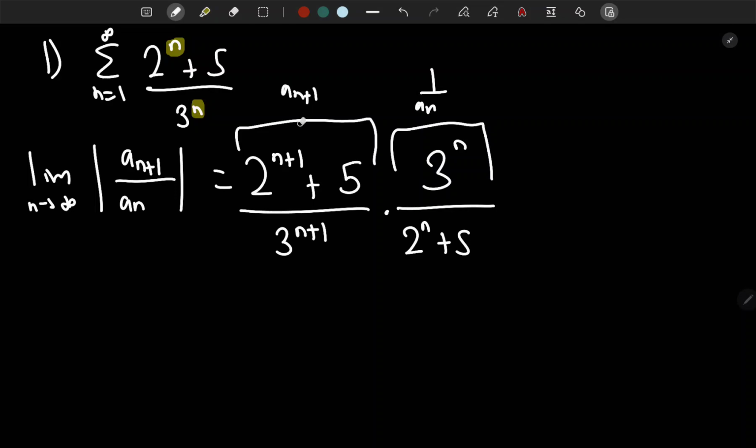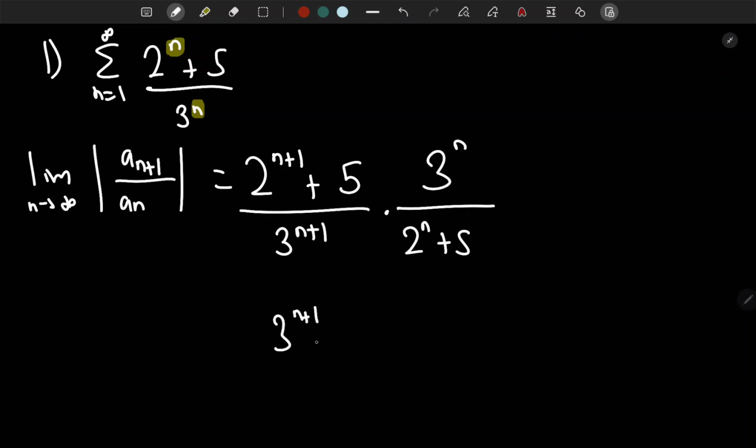So now this is what we have. How do we simplify this? The first thing that comes to mind is if we have 3 to the power of n plus 1, we can write this as 3 to the power of n multiplied by 3 to the power of 1, right? So let's do that over here. 3 to the power of n, sorry, not plus, multiplied by 3 to the power of 1.